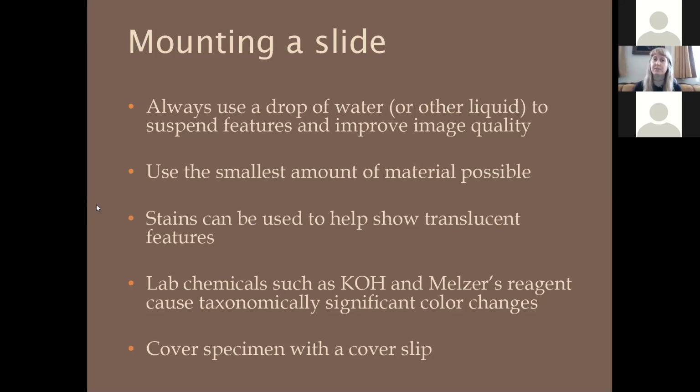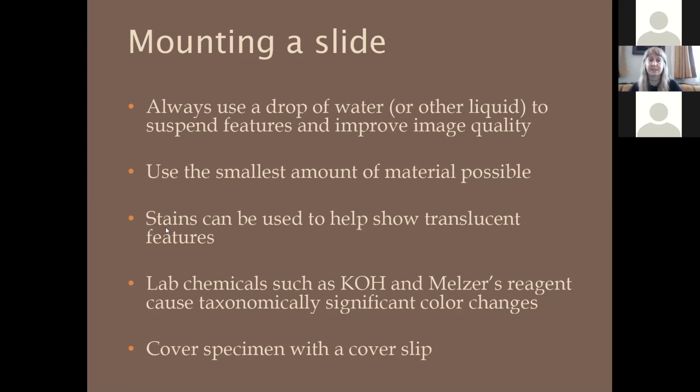You want to use the smallest amount of material possible. If you use too much, your specimen is going to be very thick. There will be a lot of cells sitting on top of each other, and it's going to be hard to see through and make out what's going on. So using the smallest amount of material possible is a good idea so that you can actually see the cells.